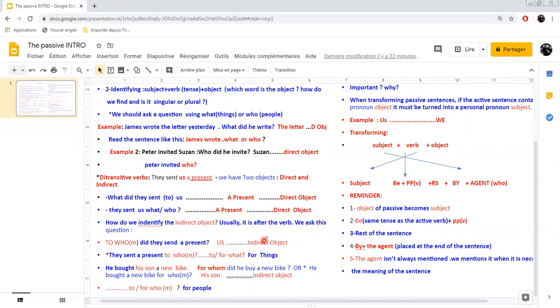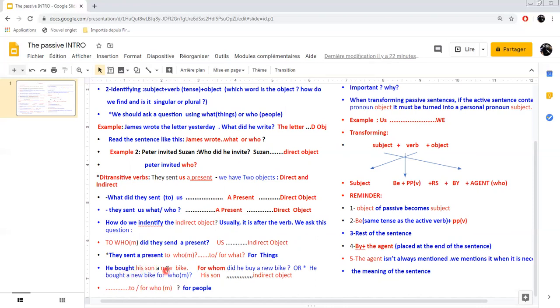Us is the indirect object, of course. They sent a present to who? You cannot make a question like this, so you read the sentence like this: they sent a present to who? Or to what? If it is a person, we use who. If it is an object, we use what. So to for what? For things. Okay?